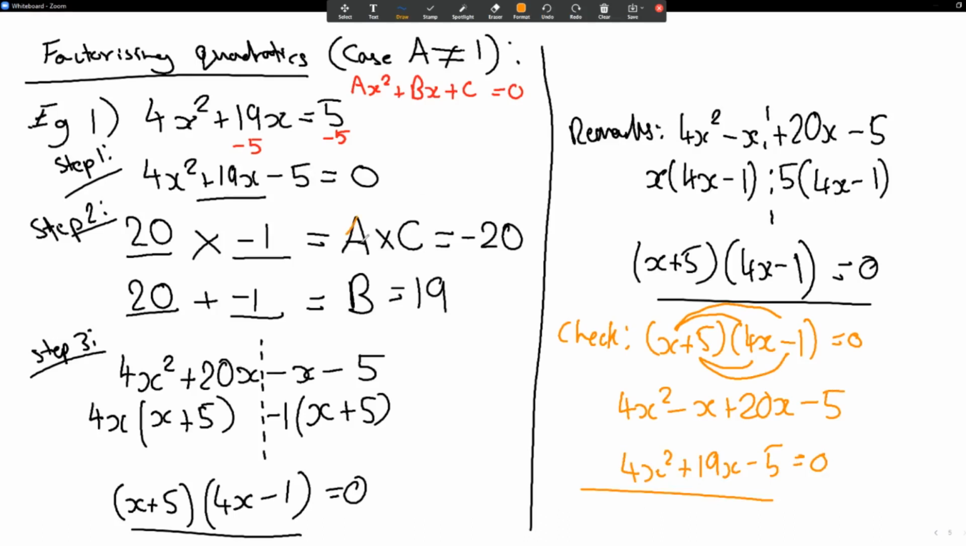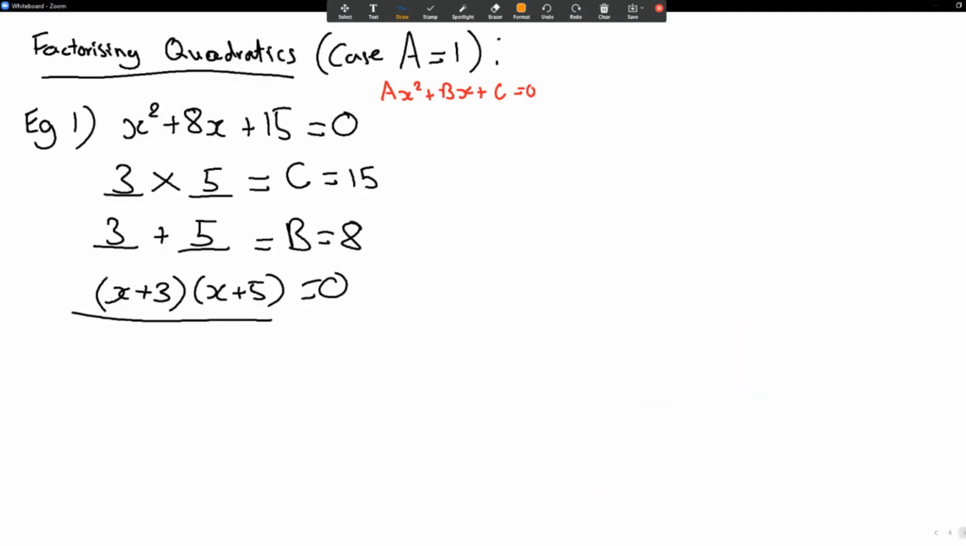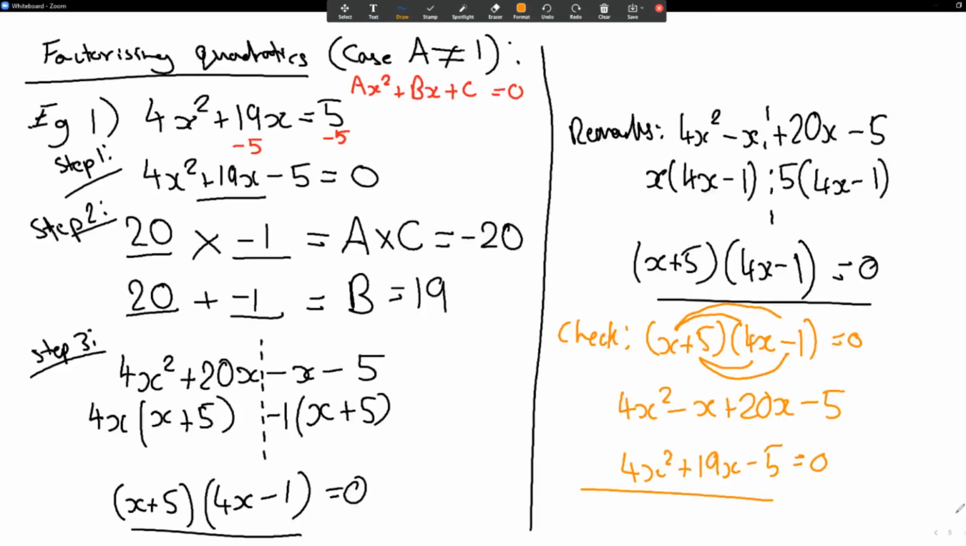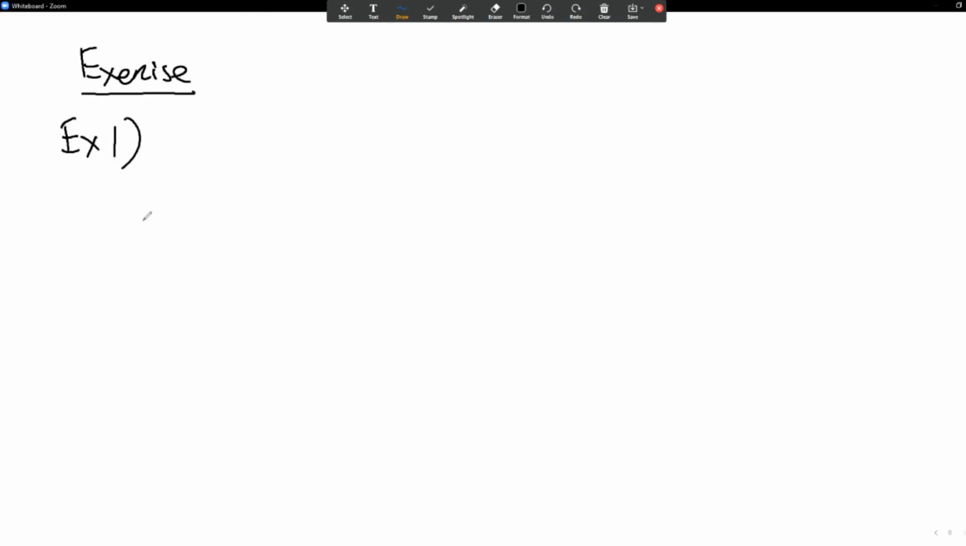So now we've learned how to expand and factorize all sorts of values, and we've especially focused on factorizing these quadratics when a equals 1 or when a doesn't equal 1. Okay, so as an exercise, I have a few questions that you can do in your own time, and we can go over this later on.